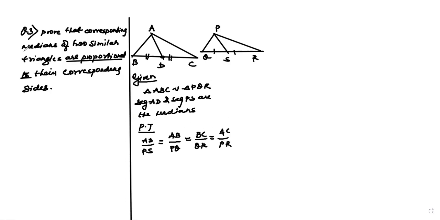So simple this proof is, children. You have to show this ratio of the corresponding medians is equal to the ratio of the corresponding sides. Let's have a look. First understand, these three ratios are already equal, because triangle ABC is similar to triangle PQR. So just show AD upon PS equal to any one of them. Show AD upon PS equal to AB upon PQ. That means I would like to prove separately AD upon PS is equal to AB upon PQ.